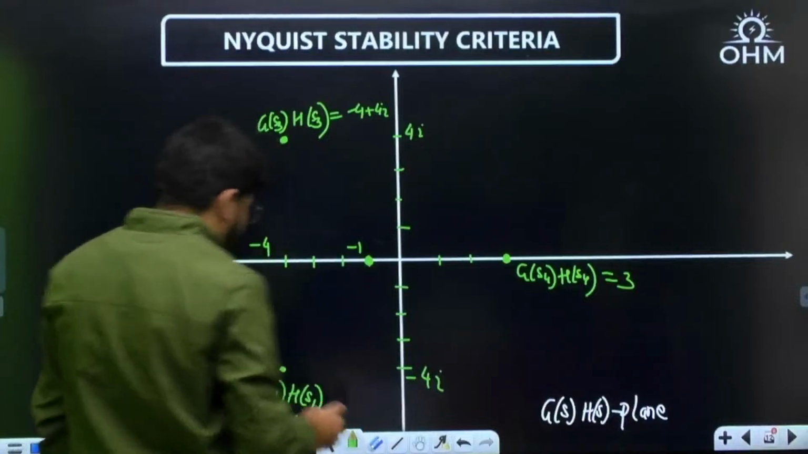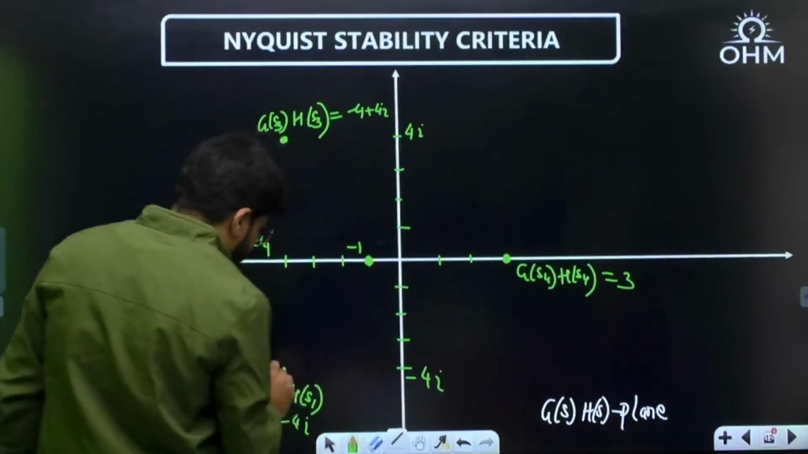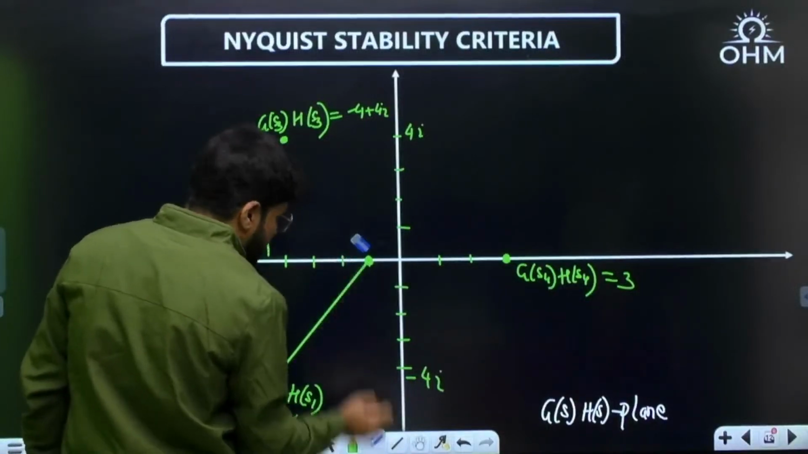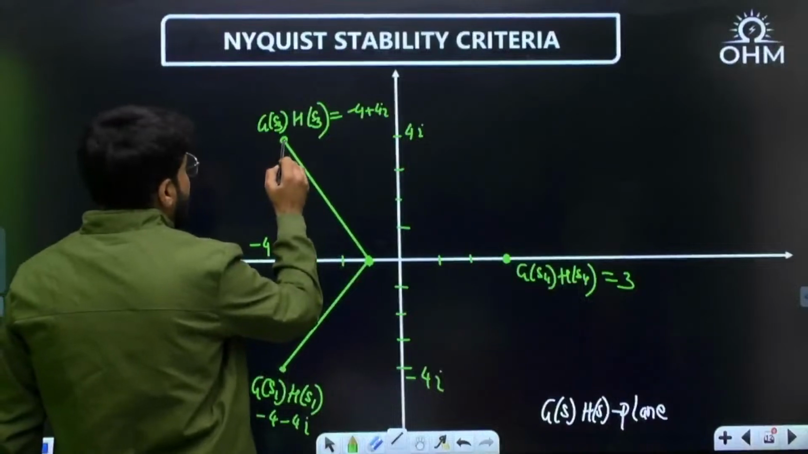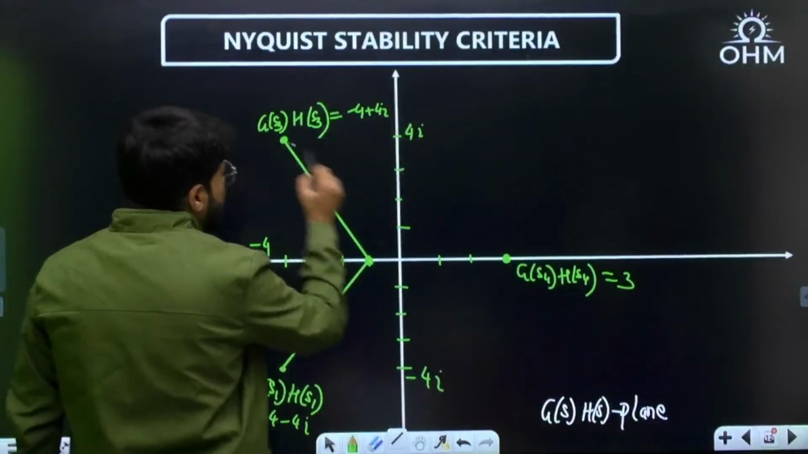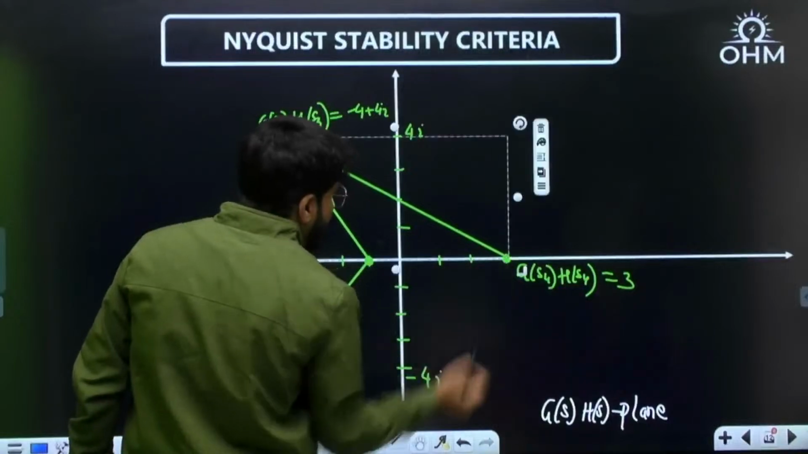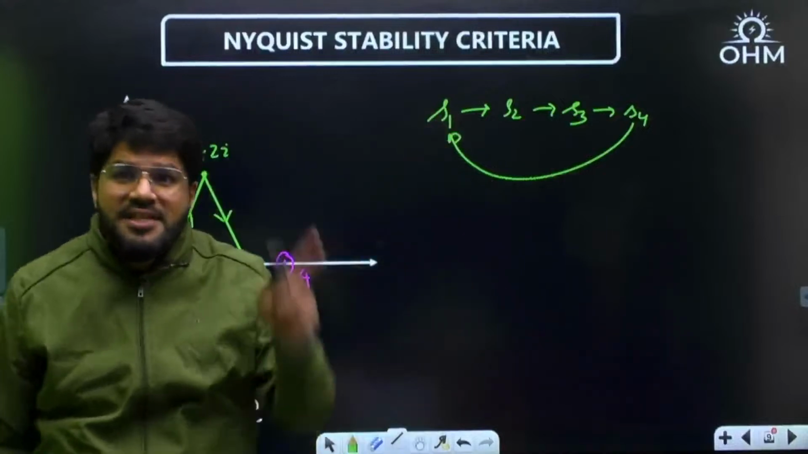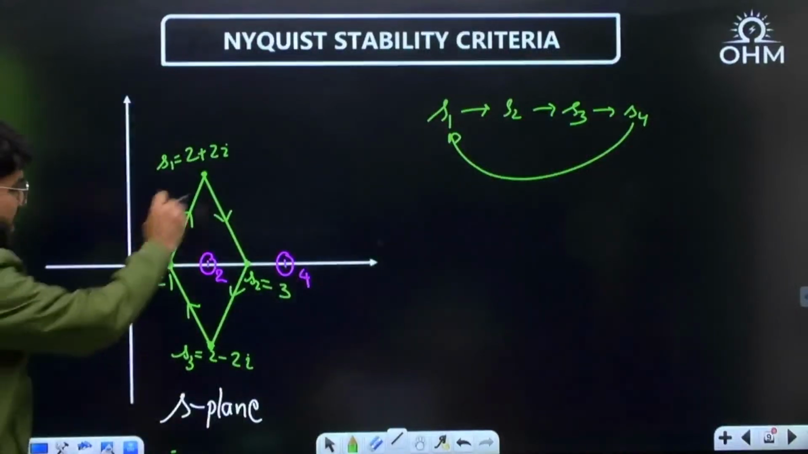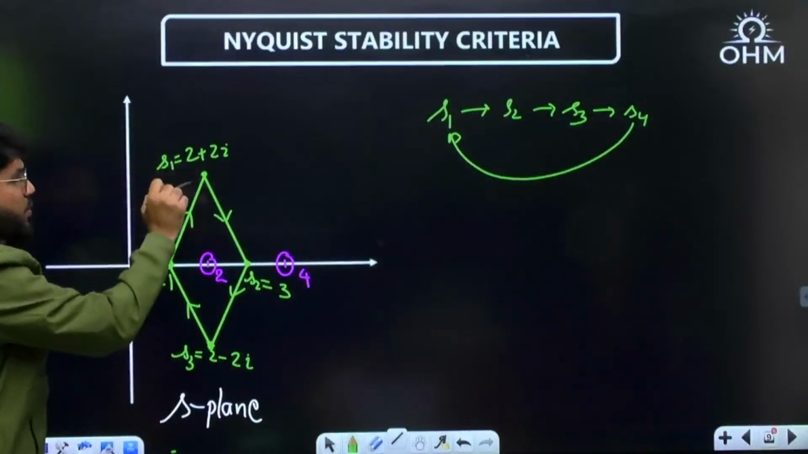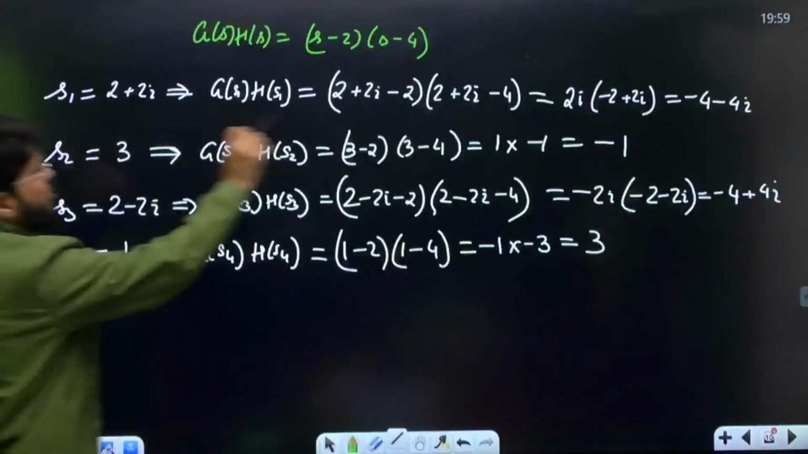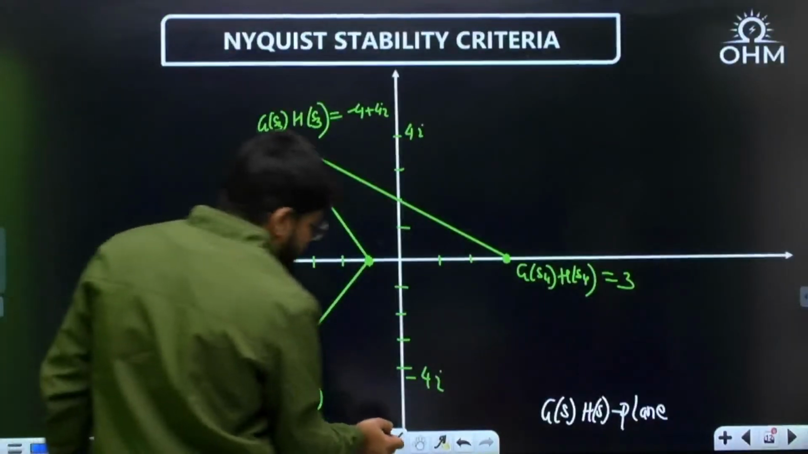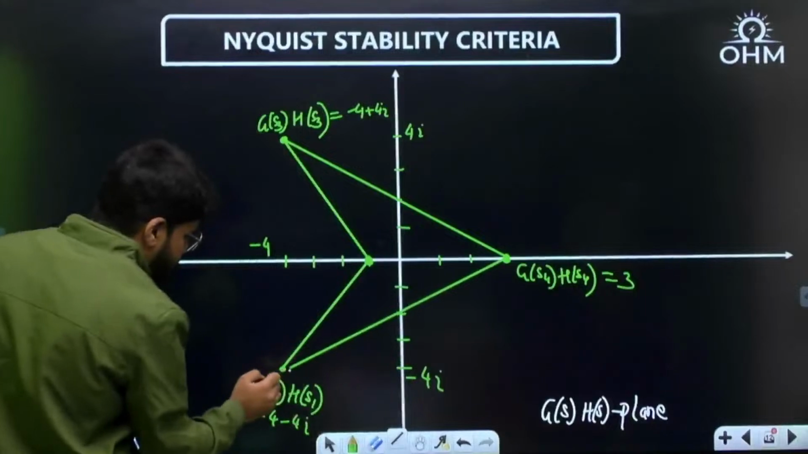Now from the first value, let me complete the plot to the second value. From the second value, I will go to the third value, G(S3)H(S3). From the third, I will go to the fourth, G(S4)H(S4). And after S4, what is the value of S? After S4, we take the value of S back as S1, closed path. The values of S are taken in closed path. So after S4, I come to S1. When I come back to S1, what is the value of the function again? G(S1)H(S1). I come back to this value again.